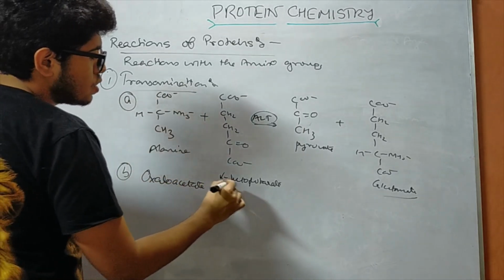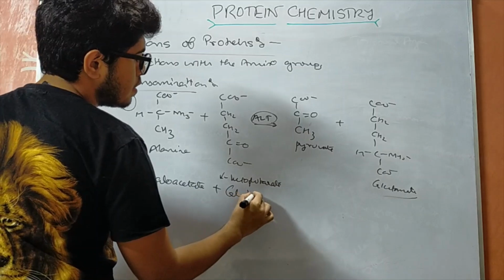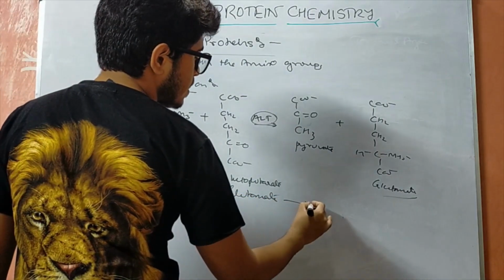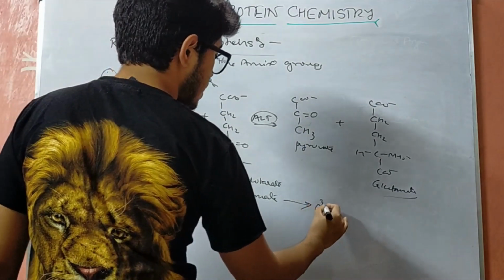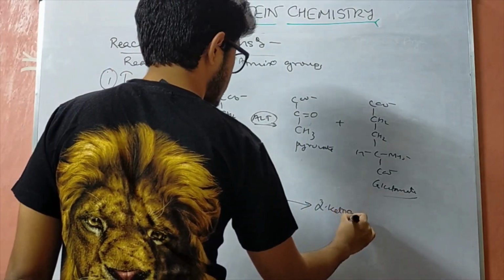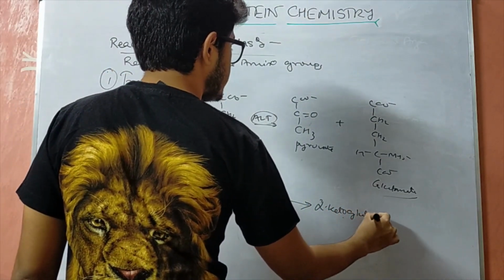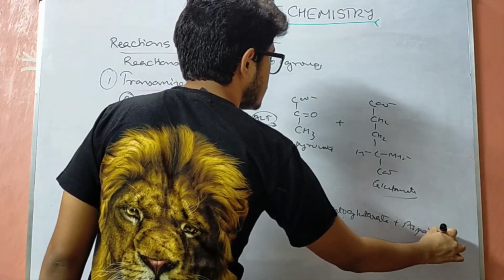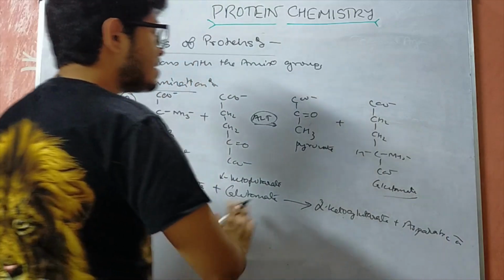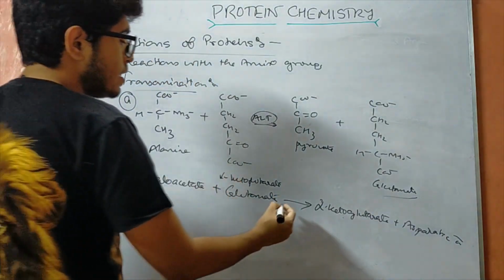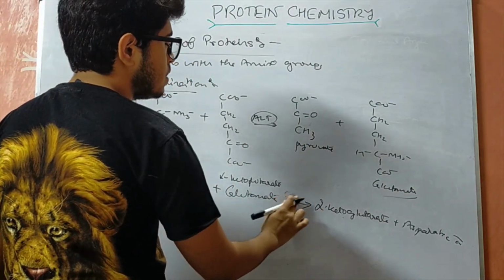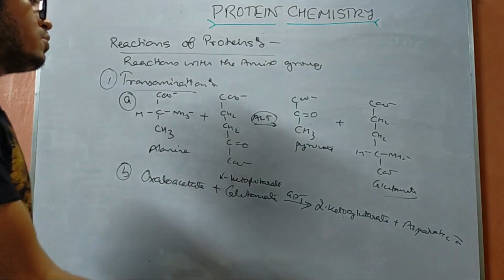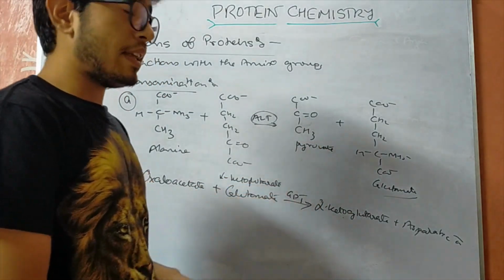Another very important reaction is oxaloacetate plus glutamate, which gives alpha ketoglutarate plus aspartic acid. It is the same kind of reaction. Here we use another enzyme, which is also a transaminase.